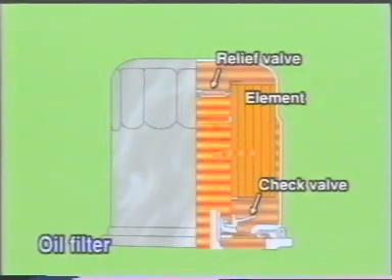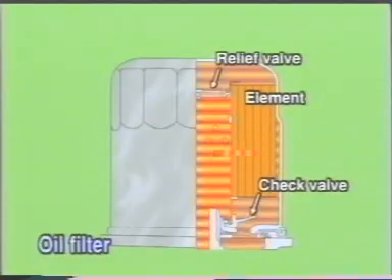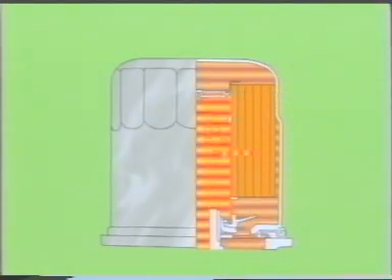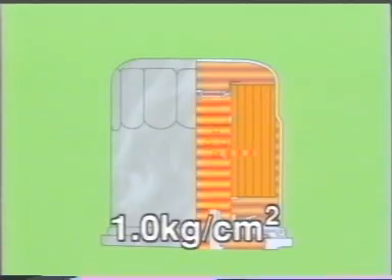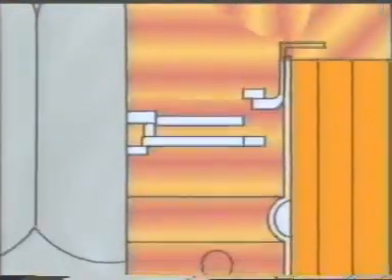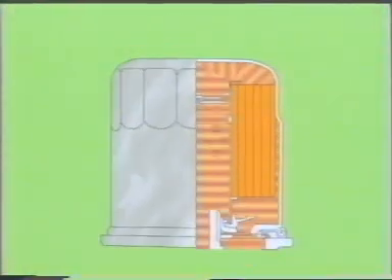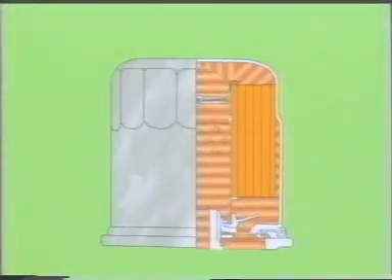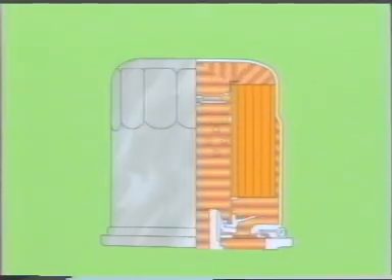If the filter element is clogged, the oil pressure at the filter outer circumference becomes higher than that at the center. When the pressure difference becomes about 1 kilogram per square centimeter, the relief valve opens to create a bypass, allowing the oil to flow directly to the engine without passing through the filter element, thereby preventing insufficient lubrication.